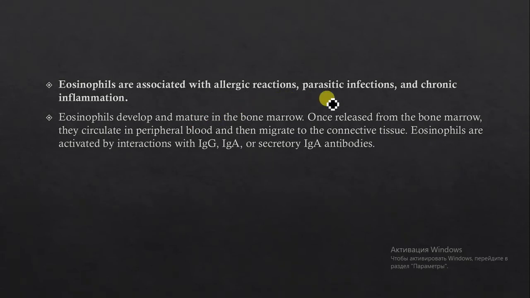They are associated with, and the amount of eosinophils is elevated during, allergic reactions, parasitic infections, and chronic inflammation. Eosinophils develop and mature in the bone marrow. Eosinophils are activated by interactions with antibodies IgG, immunoglobulin G, immunoglobulin A, or secretory immunoglobulin A. All of them are antibodies.